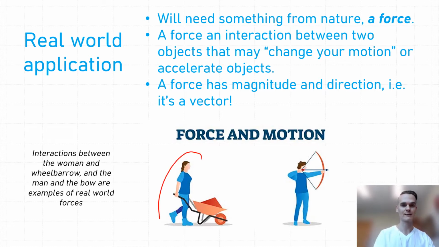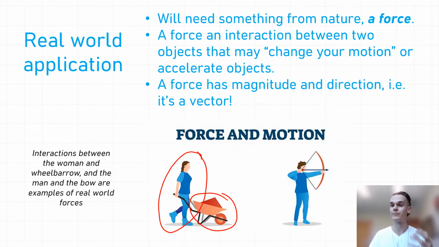So this person here that is pushing on the wheelbarrow is exerting a force on it, and she is changing the wheelbarrow's motion as a result. And a force is a vector. Whenever she pushes on the wheelbarrow more, the motion of the wheelbarrow is going to change faster. That's magnitude. And what if she changes the direction of the push? Will the motion of the wheelbarrow change as a result? And it will. So the push has direction.